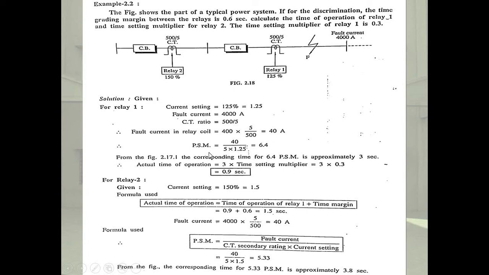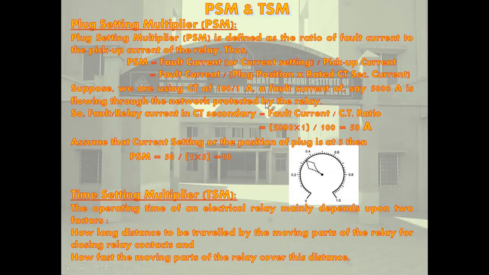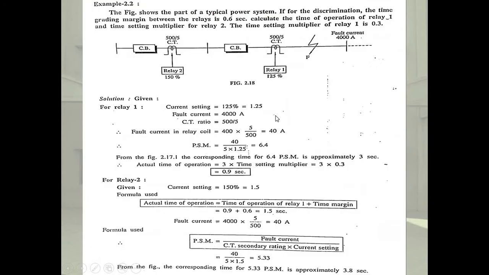Now PSM means fault current divided by pickup current. Fault current is 40 ampere and pickup current is 5 into 125%. What is pickup current? Pickup current is plug position into rated CT secondary current. So 5 into 1.25, and PSM equals 6.4.